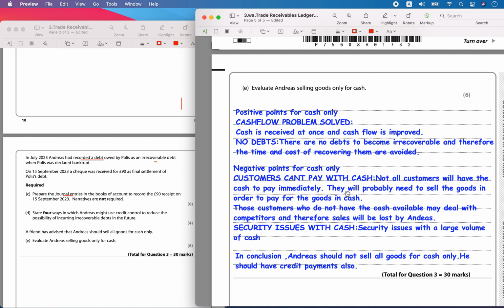But the negative points are, not all customers will be able to pay with cash. Some of them may not have cash immediately. That means your sale of goods would reduce for those people who are unable to pay cash. These customers might also go to buy from a competitor who is offering goods on credit. So you might lose some sales, and also you will have security issues when you are collecting the cash.